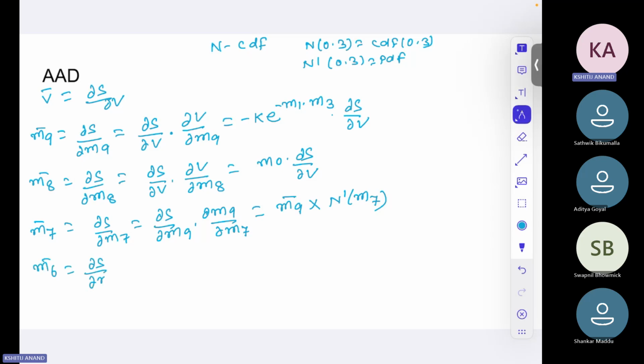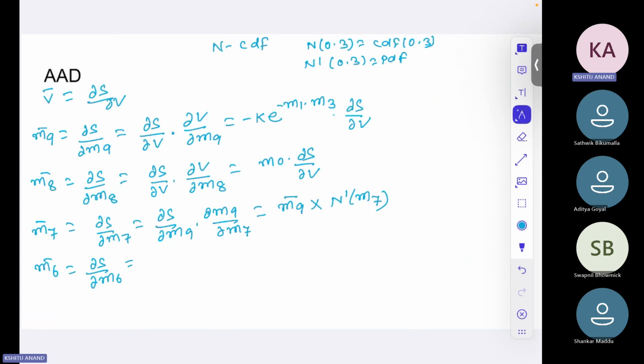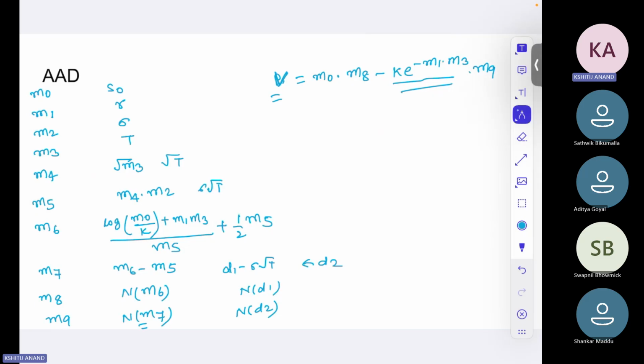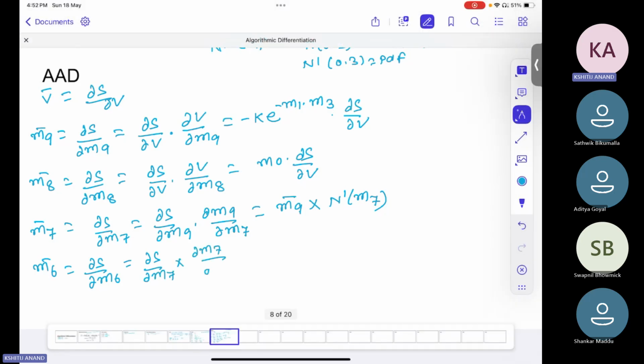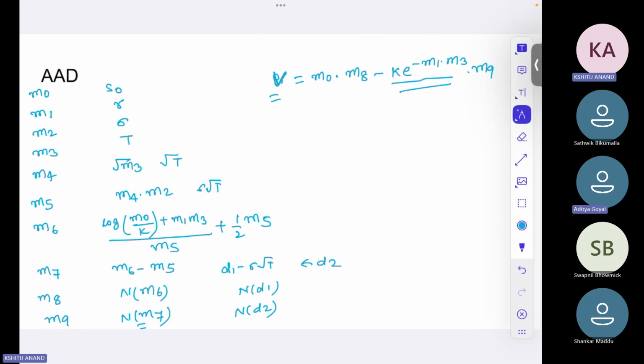Okay, now let us try to find out m6 bar. It will be ds by dm6. Now where is it an input? M6 is an input to m8 and m7. Correct, m8 and m7. It will be ds by dm7 into dm7 by dm6 plus the m8 term. So ds by dm7 is m7 bar into dm7 by dm6, which is 1.